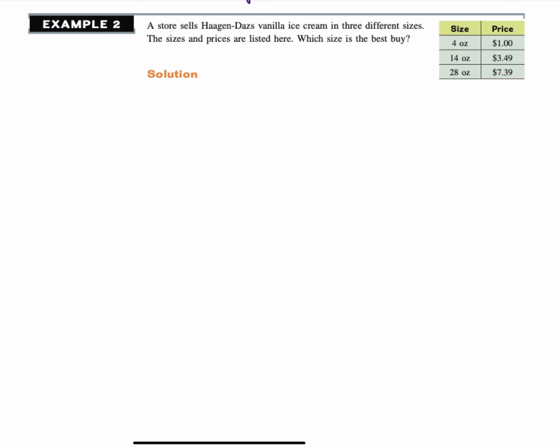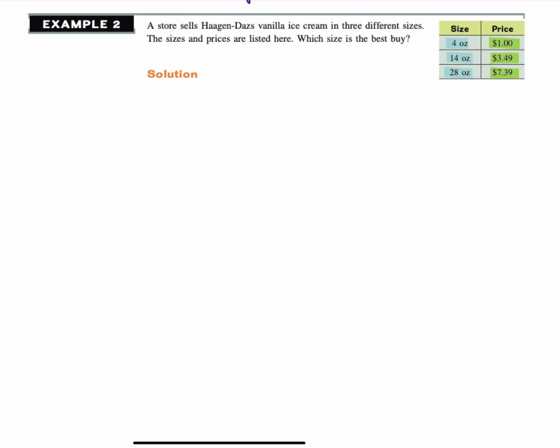So in this case, we're looking at ice cream sold in 3 different sizes. So they have a 4-ounce size, a 14-ounce size, and a 28-ounce size, and they each have their associated price. So $1 for the 4-ounce, $3.49 for the 14-ounce, and $7.39 for the 28-ounce. So the question is, which size is the best buy? Meaning, which one is the best deal?